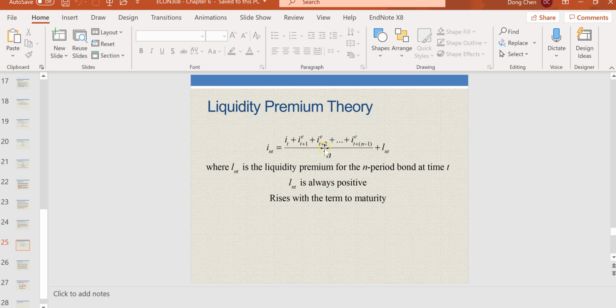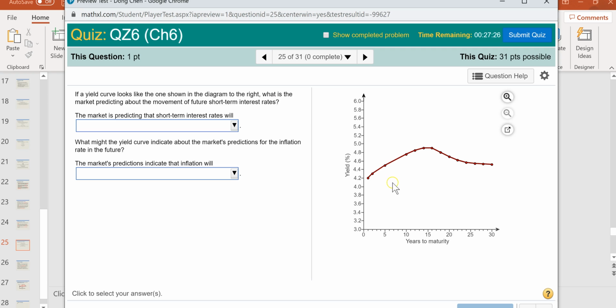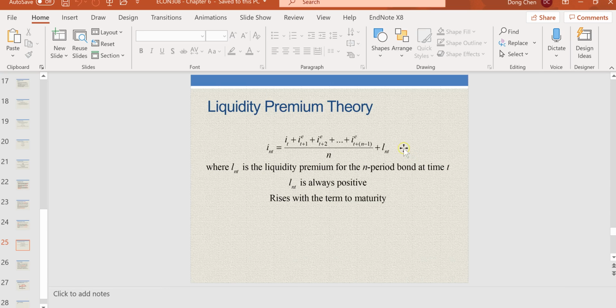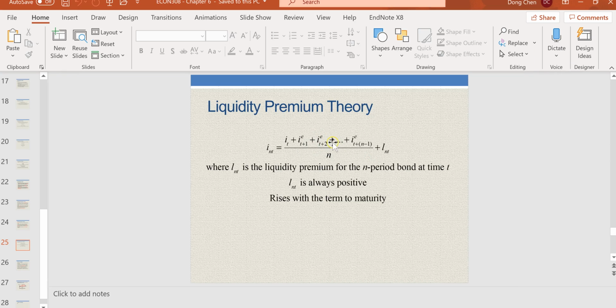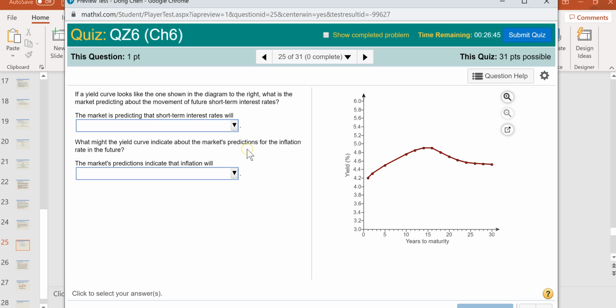Another possibility is that the first term doesn't change much, but the higher medium-term interest rate, as reflected by this upward sloping portion of the yield curve, is driven by the second term here, which is the liquidity premium. So for the medium-term interest rate, the expected short-term interest rates do not necessarily have to increase, because the second term could also make the medium-term interest rate higher than the short-term interest rate. Both possibilities could drive this upward sloping portion of the yield curve.